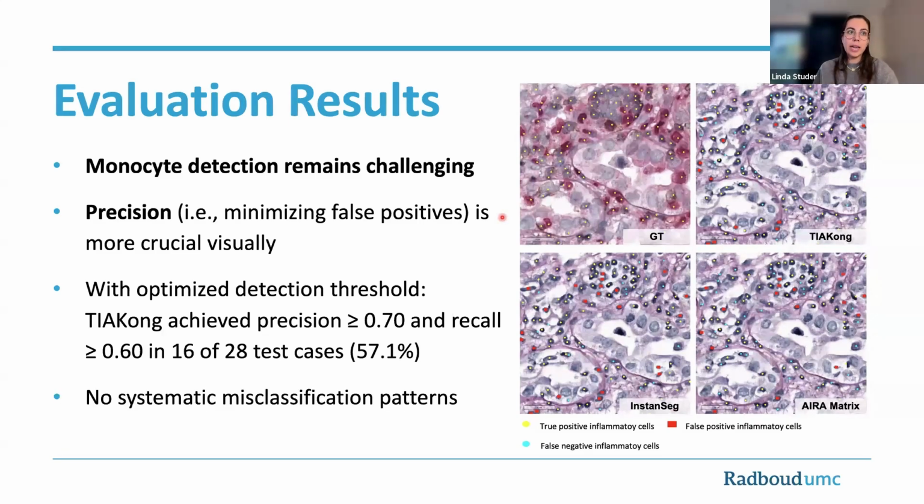We were also very glad to see that there were no systematic misclassification patterns. There were no types of cells or structures that consistently got misclassified. It was always the case that the pathologist was able to find a reason why it could have happened, like saying, oh yeah, this looks a bit like this, or this is another type of inflammatory cell, and the nucleus looks a bit more like this type of cell. So that was also reassuring to see.